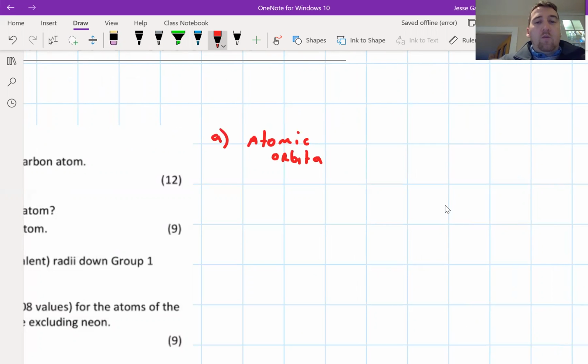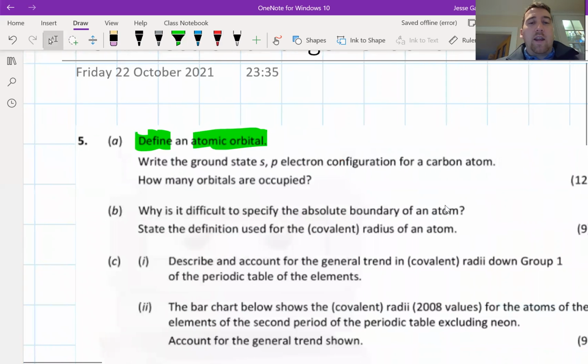Okay, so this is part A. What is the definition for atomic orbital? This is what you should have said. I'm not going to waste my time writing it down. You need to know this word perfect, and you should definitely recognize this. So the definition for atomic orbital is as follows. It's the region in space where there's a high probability of finding an electron, or it's a region in space around a nucleus where there's a high probability of finding an electron. The second one is probably slightly more accurate. Okay, so that's what we want there. Let's look at the next bit.